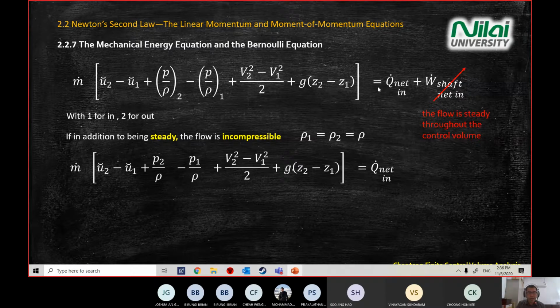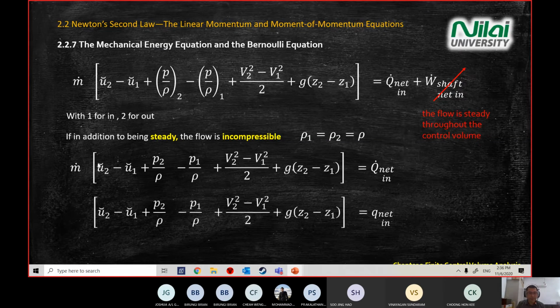This is what we get when we simplify for steady and incompressible conditions, where in the first equation we see here, we change all the densities at 2 and 1 into the same uniform density. And we take out the power from the shaft. There's no power from the shaft when we have a steady flow here.